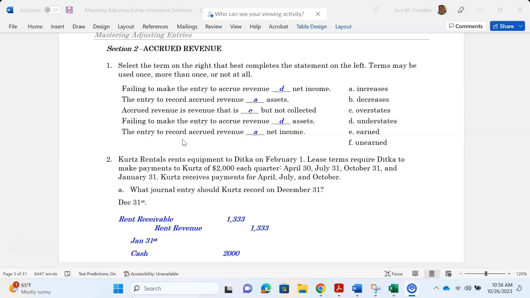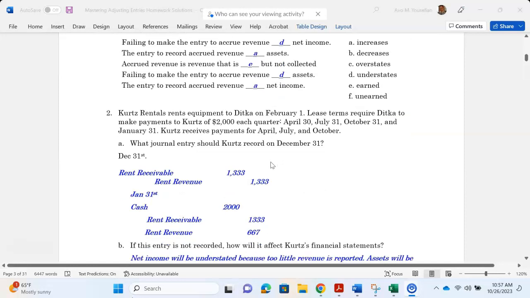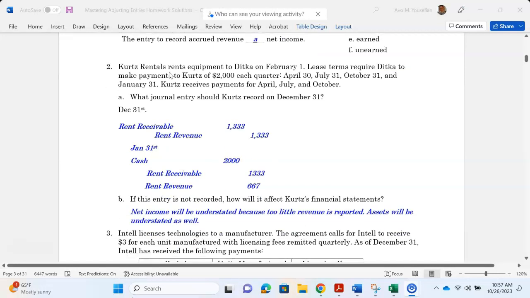The entry to record accrued revenue increases the net income. Yes, if you record accrued revenue, you debit accounts receivable and you credit revenue. That means revenue will increase. If revenue increases, that means net income increases. Any question on number 1, section 2? Okay. Let's go to problem 2.